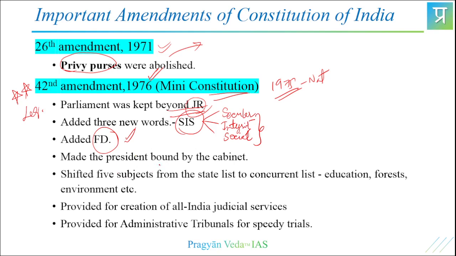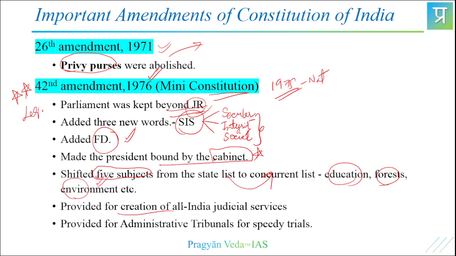Then it made the president bound by the cabinet. You see, it was said that even the cabinet did not know that there was an emergency in the country. That kind of centralizing tendency was seen in those days. It shifted 5 subjects: some important subjects were shifted from the state list to the concurrent list, so that the center can exercise a lot of power in amending or implementing laws under these lists.